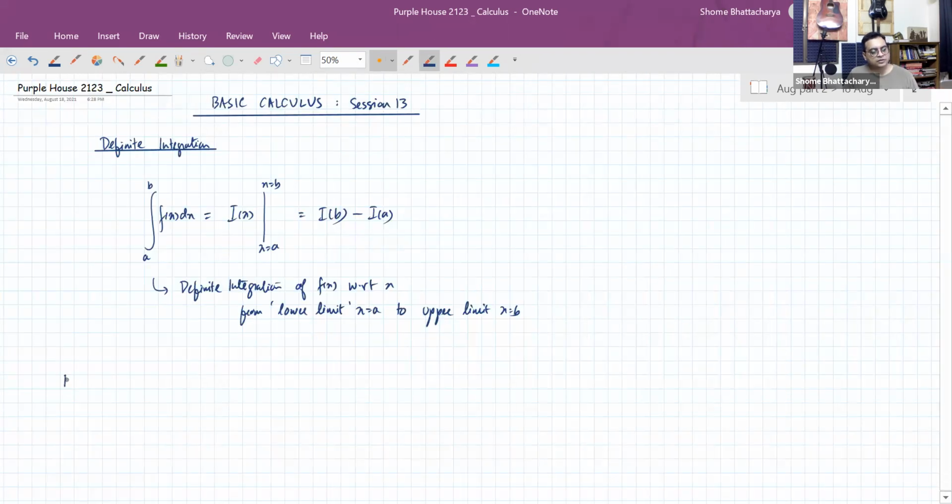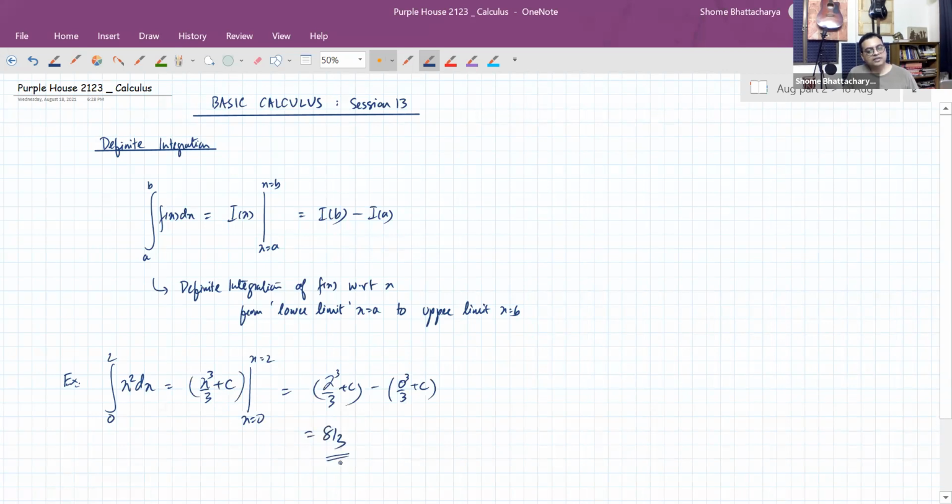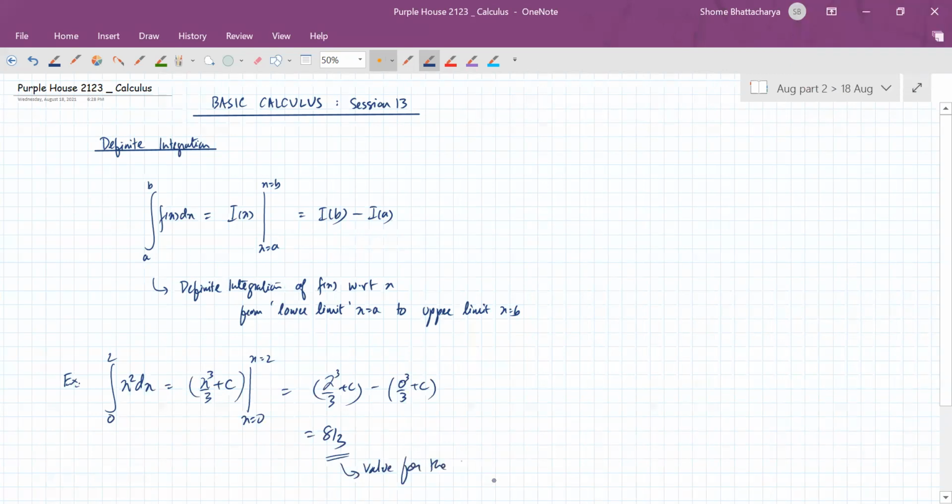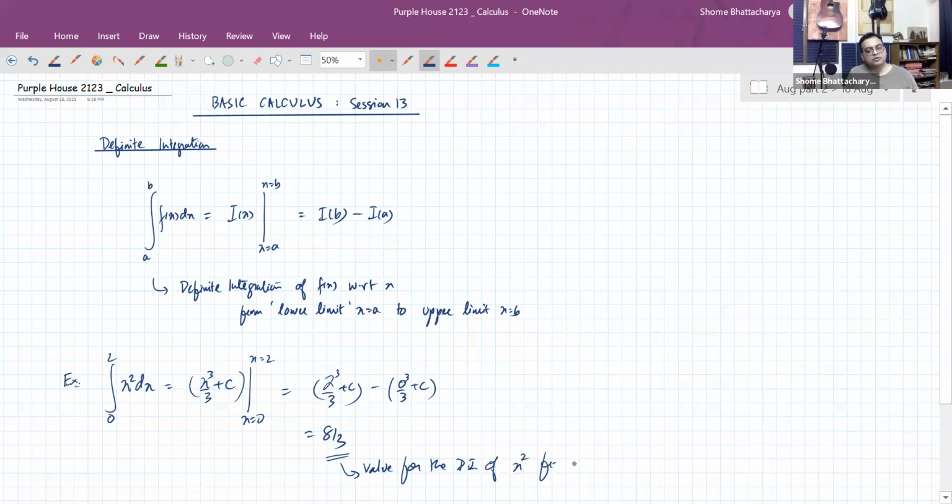For example, I want to calculate the integration of x square from 0 to 2. First I'll calculate the indefinite integration, which is x cubed by 3 plus c. On that antiderivative, I'll put the limits x equal to 0 to x equal to 2. So the upper limit will become 2 cubed by 3. The lower limit will become 0. C will cancel out, and ultimately I'll be left with 8 by 3. This is the value that we get for the definite integration of x square from x equal to 0 to x equal to 2.